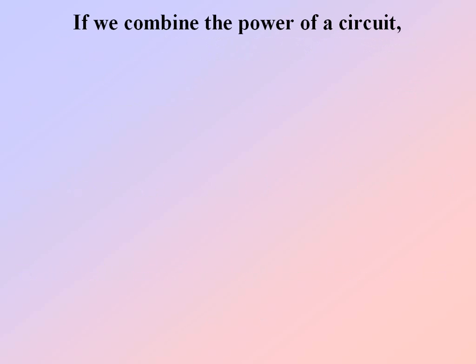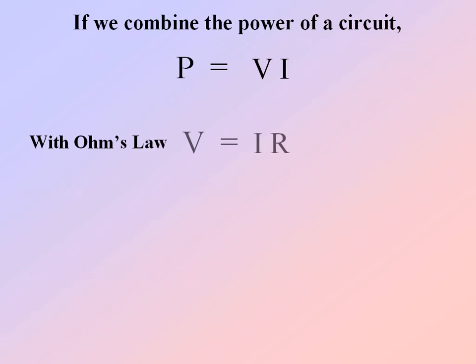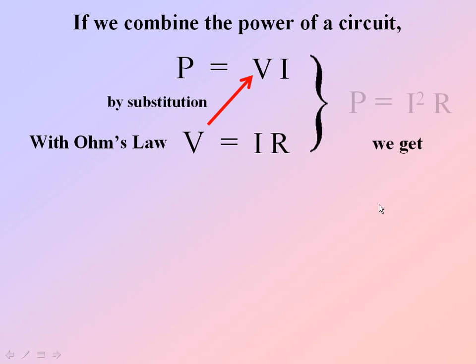If we combine the power of a circuit, P is equal to VI, with Ohm's law, which of course is V is equal to IR, by substitution, if we substitute V into the power of a circuit, we get P is equal to I squared R.